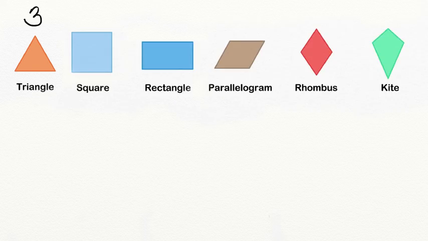Before we begin our practice today, let's go ahead and review what we name different polygons depending on how many sides they have. Any 3-sided polygon is called a triangle. 4-sided polygons are called quadrilaterals. Some of them include square, rectangle, parallelogram, rhombus, also known as a diamond, and kites. All of these are 4-sided polygons. Let's go ahead and look at a few more.